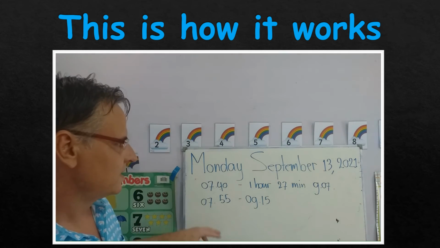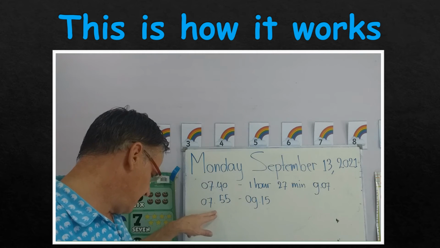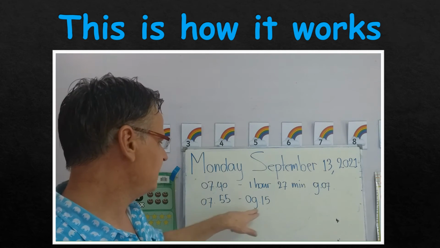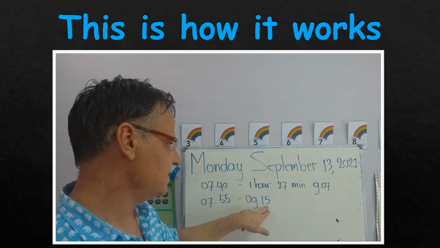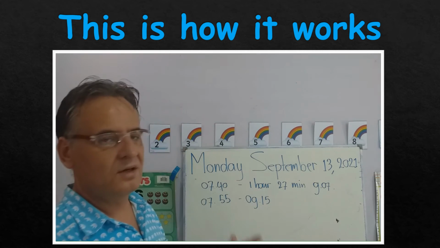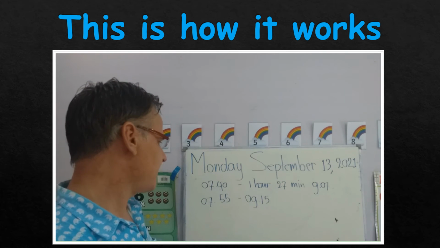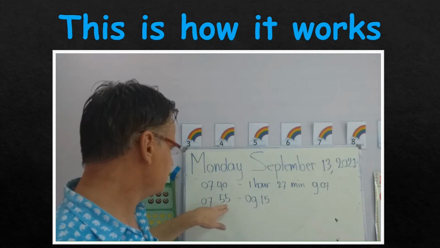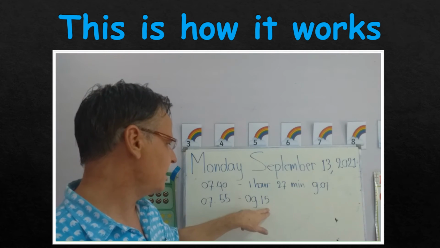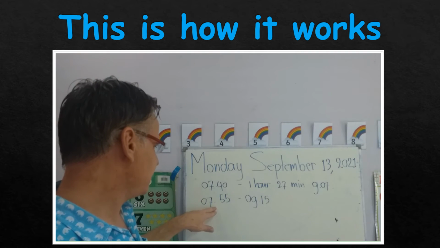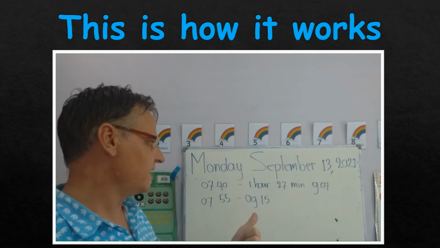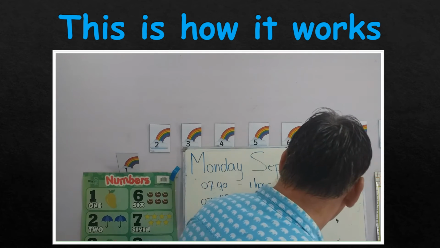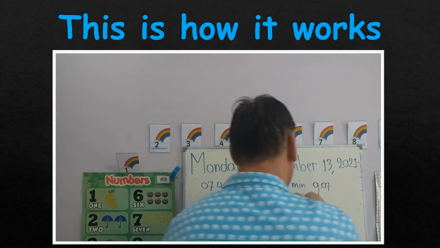Okay, now Somsak left home at 7:55 and he arrived at 9:15. So how can we find out who was faster? Now we just count. How many hours and minutes is it from 7:55 to 9:15? So 7:55, 8:55. So 1 hour. We know it's 1 hour.